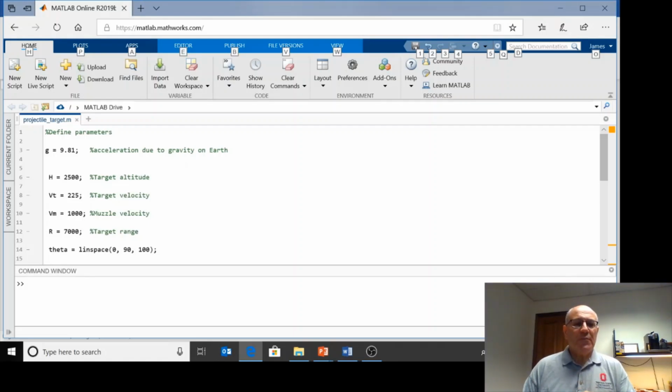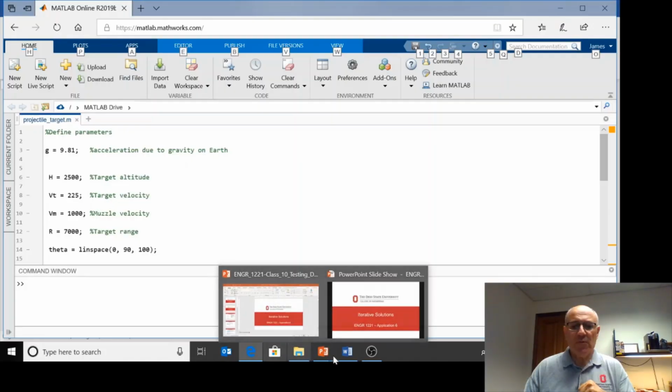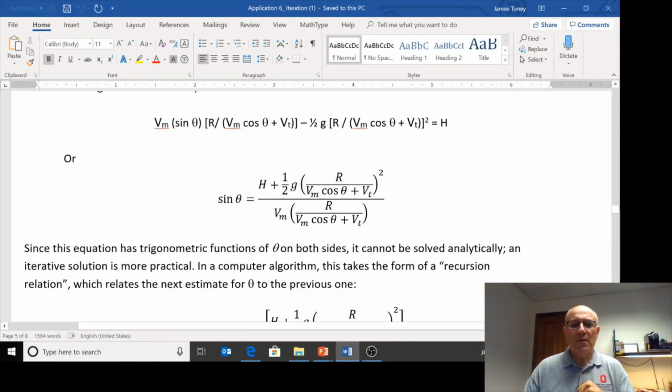And I've just set up the parameters here. The first way that we might solve this equation, and let me just show you the equation one more time as a reminder, would be simply plot the left-hand and the right-hand sides versus theta, and see where they intersect. Where those two lines cross, that's the solution. So let's try that.